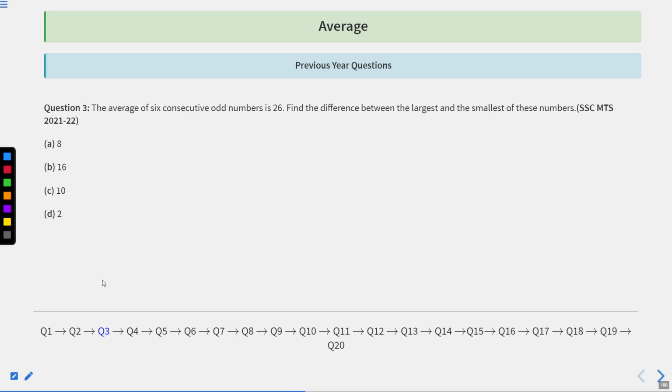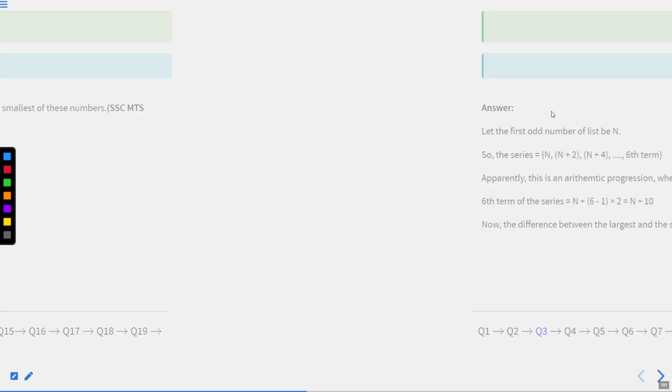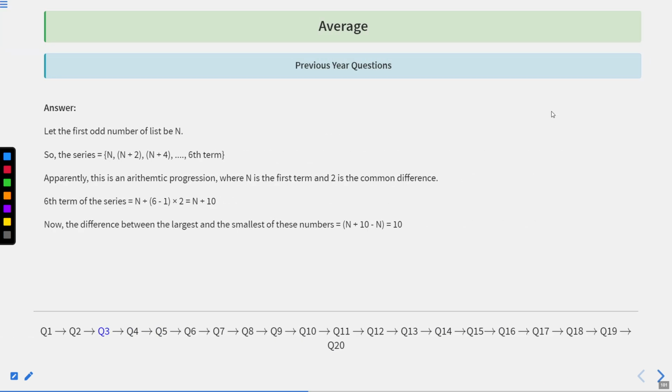Let us move ahead with problem number 3. The average of 6 consecutive odd numbers is 26. So we have 6 consecutive odd numbers and their average is given to be 26. We are interested in finding the difference between the largest and the smallest of these numbers. So let us see the solution.